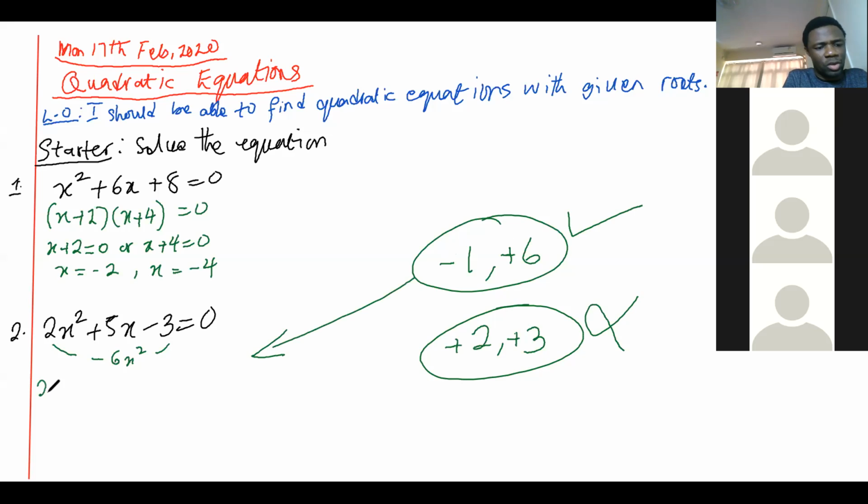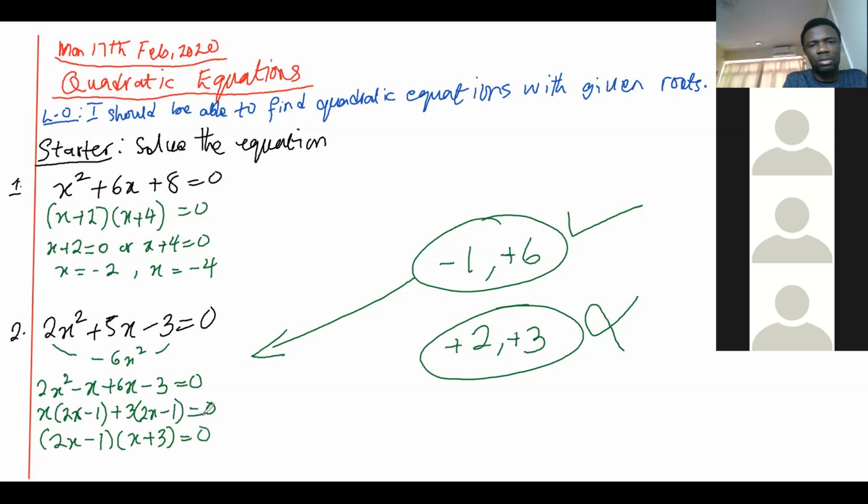So it will be 2x squared, -x, positive 6x, -3 equals 0. Such that x is factorized here, giving 2x minus 1. Then we have 3 times 2x minus 1. Just make sure you check all your steps. If it looks different from this, show me. If you skip any step, you are not doing the right thing.